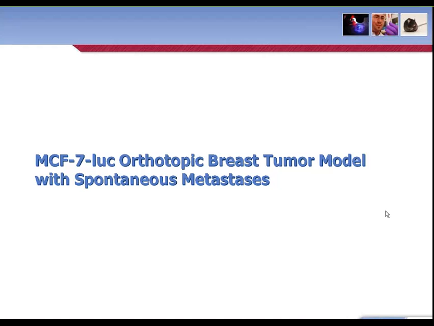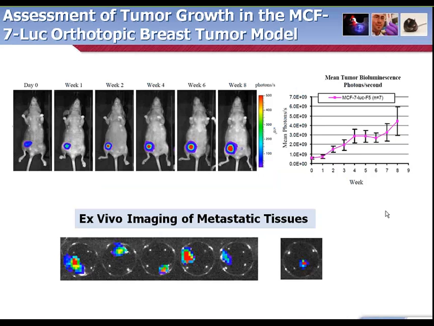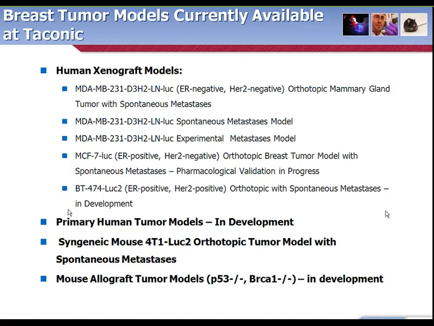MCF is another breast cancer line. This is estrogen receptor positive. The MDA is estrogen receptor negative. Again, looking at the primary tumor over time, you can see that there's significant growth. And you can see here we're just looking at the lungs and also the lymph node, that we do get metastatic events from this cell line as well.